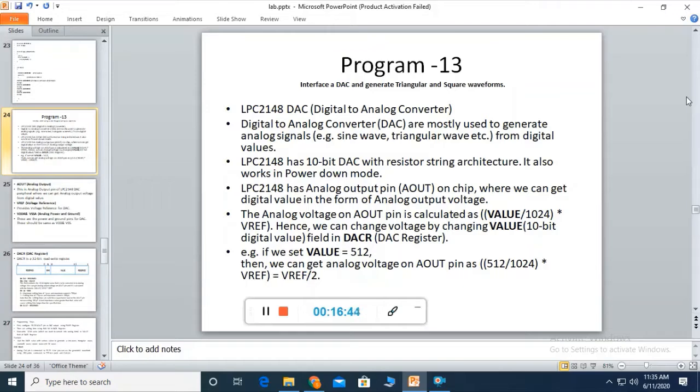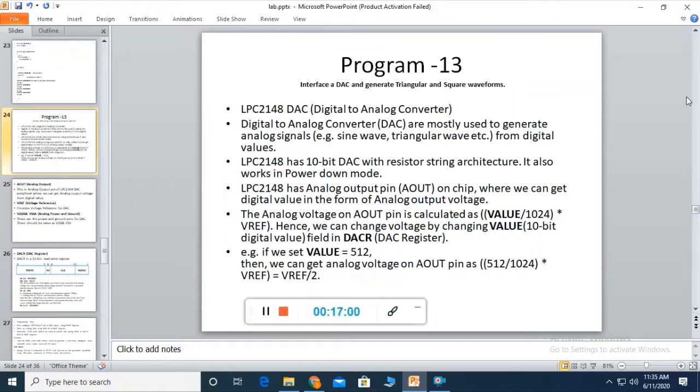So first we will look into what a DAC interface is and what the control registers used with DAC are, and then try to program our ARM LPC2148 so that it can generate a triangular or a square wave.